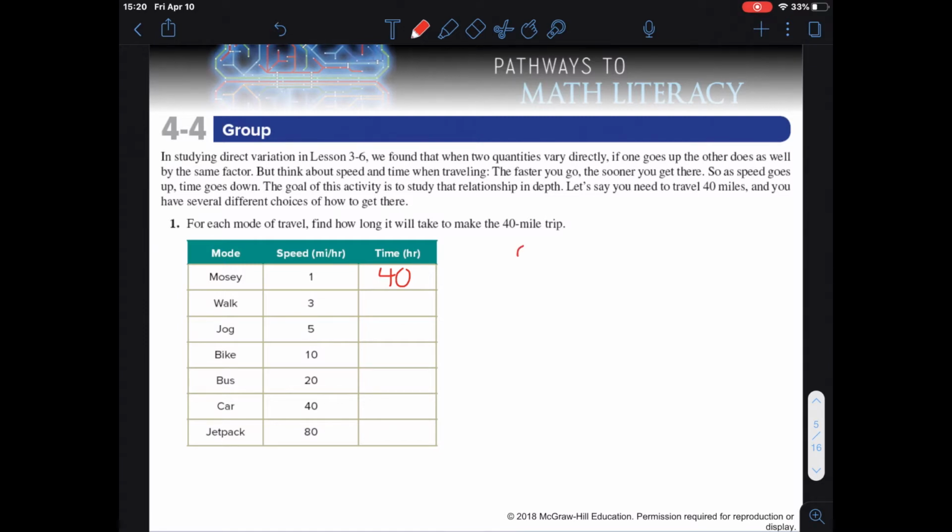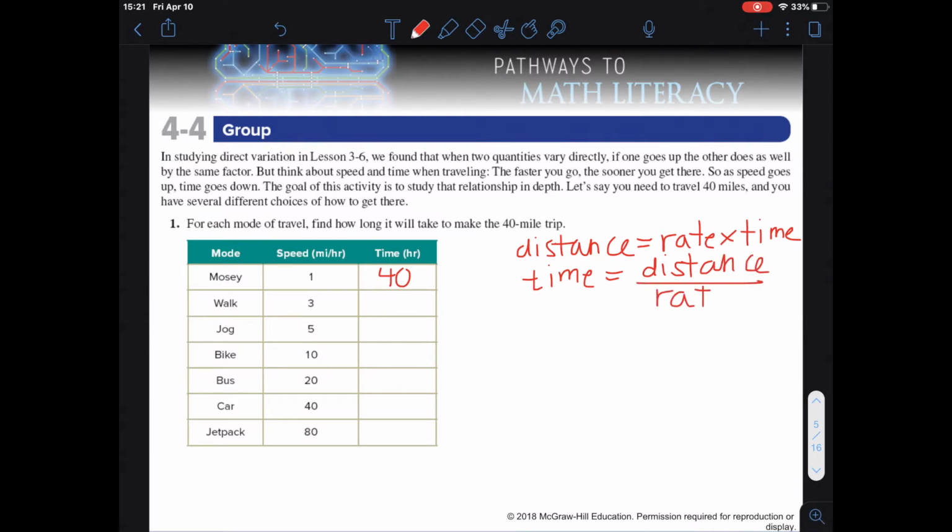So remember that formula we had, the distance is equal to the rate times time. So if we want the time, it's going to equal the distance over the rate. So in our instance, the distance is always going to be 40 miles, and the rate is going to be whatever our speed is. So if we're moving at 3 miles per hour, the time it's going to take is 40 over 3. It will take us 13.3 hours to make the trip.